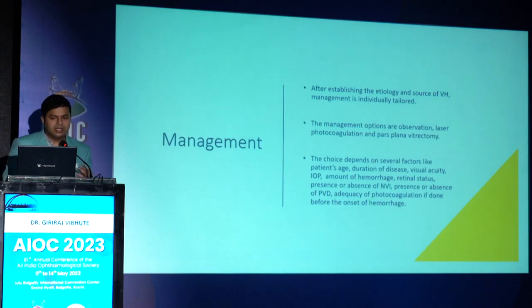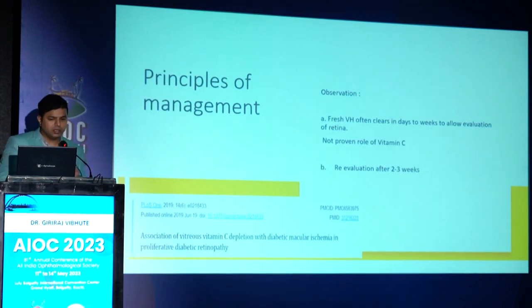So after establishing the etiology, the management options can be either you can observe, you can do laser photocoagulation, or you can plan a pars plana vitrectomy. In observation, fresh vitreous hemorrhage often clears in days to weeks, and if you can see the retina through the vitreous hemorrhage, you can take a call based on that. If there is no retinal detachment or an infection, you can wait for the vitreous hemorrhage to clear, and you should start PRP laser as soon as some part of the retina is visible to you.